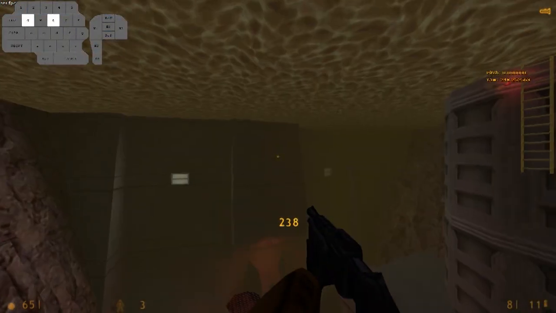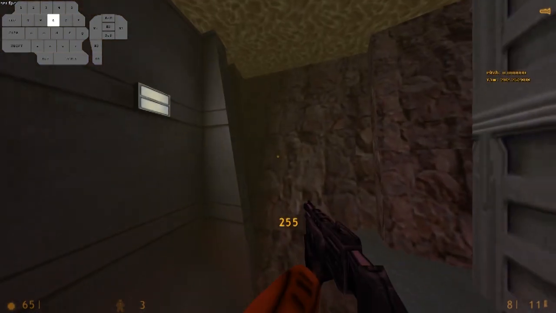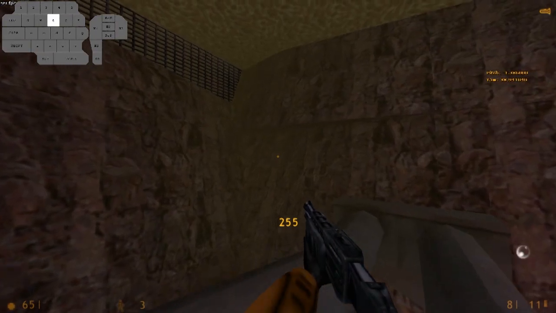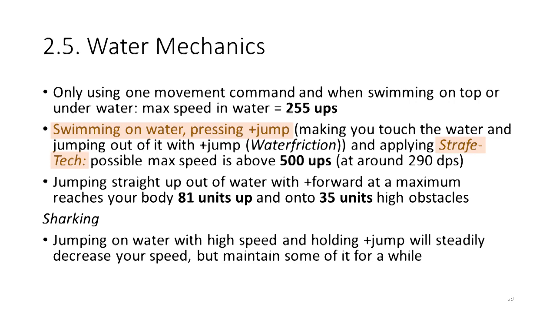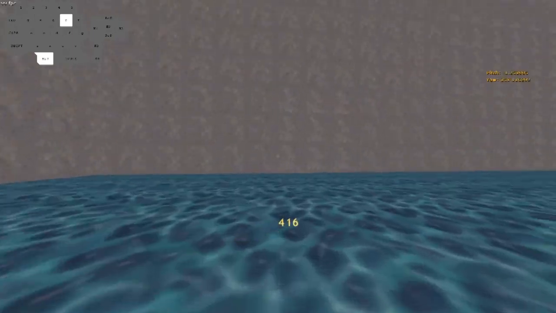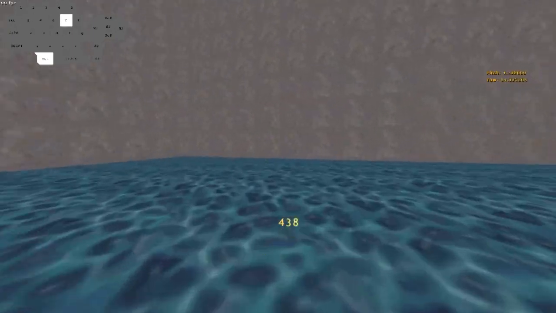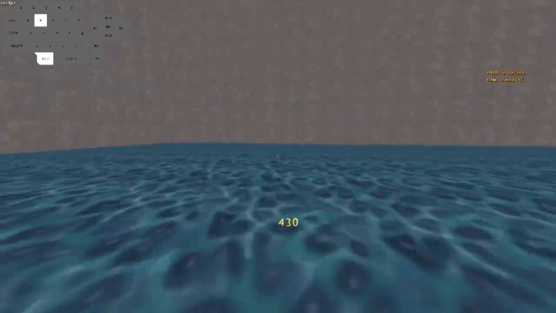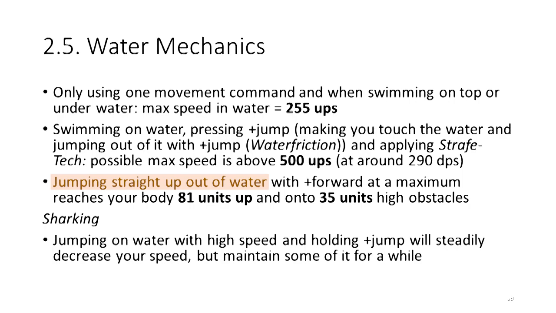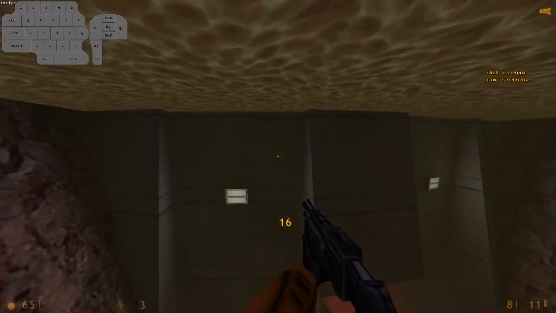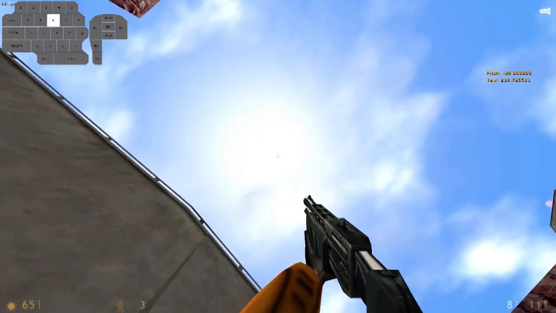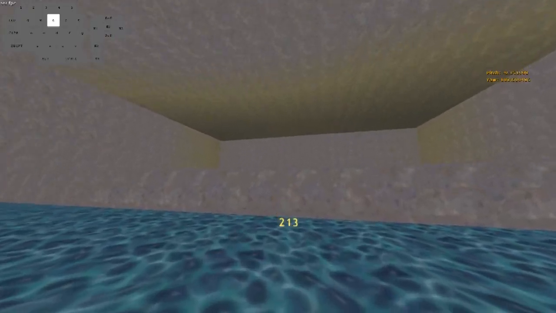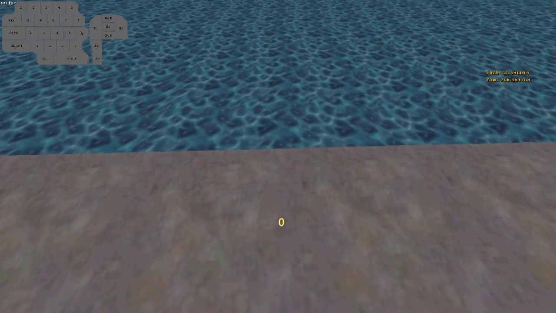In water you can usually only have a speed of 255 UPS, which is equally distributed horizontally and vertically, depending on your swimming angle. When swimming on water holding plus jump, you can apply Strafe-Tech and theoretically reach speeds of more than 500 UPS. You can jump out of the water looking straight and press plus forward to swim up. The same height cannot be achieved with plus jump, although trying to get up onto 35 units tall objects outside the water is automatically done by holding plus jump and pressing onto it.